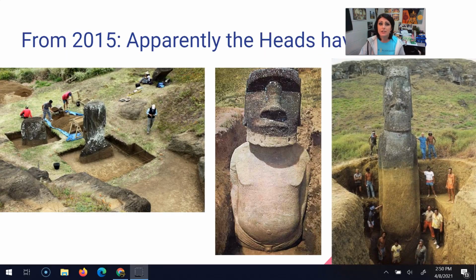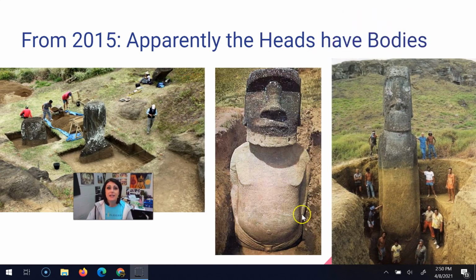And this is just kind of cool. In 2015, they did some digging and found that some of these guys actually have bodies underneath, which is pretty interesting.